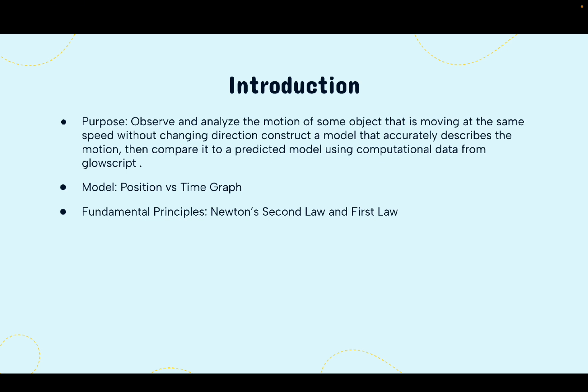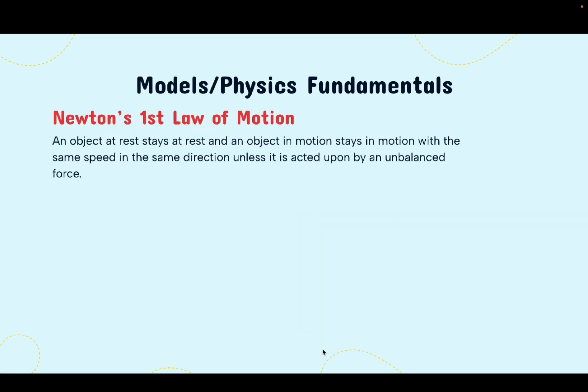The main model I used in this lab was a position versus time graph, and on that graph I included both the observed and predicted motions, which allowed me to compare and contrast them. The fundamental principle used was Newton's first and second law, which with enough rearranging gives you the kinematic equations that can describe the motion of our object. In the end, I found that the slope of my observed object, which was a spool of thread, was less than the predicted value.